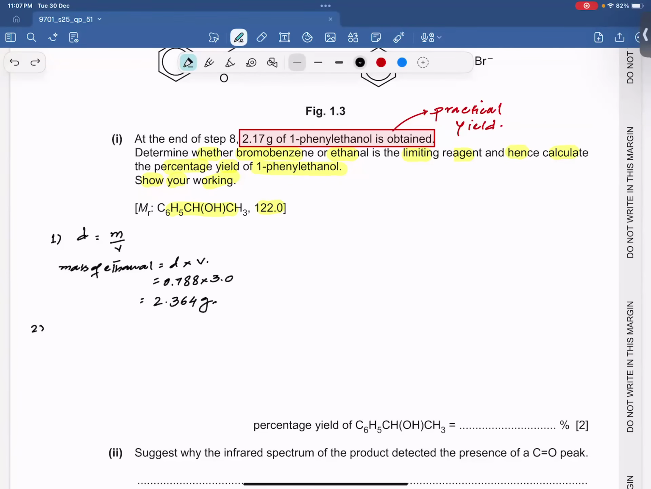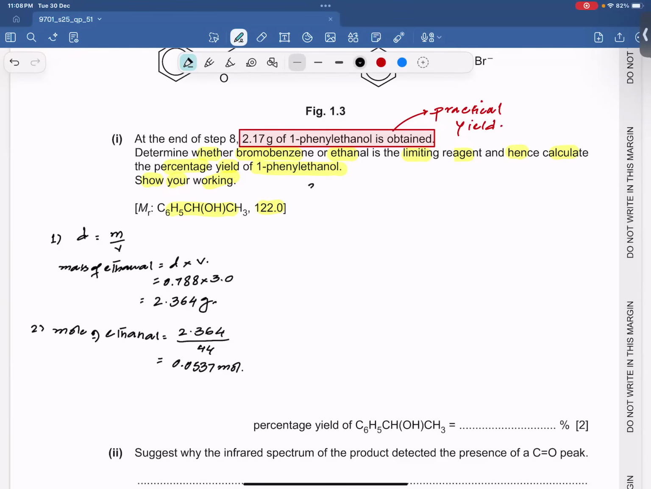Okay, so moles of ethanol. It's 2.364 gram divided by the MR of ethanol, which is 46, which you need to determine on your own by using the periodic table. So 2.364 divided by 46 is going to be 0.0537 moles, okay?